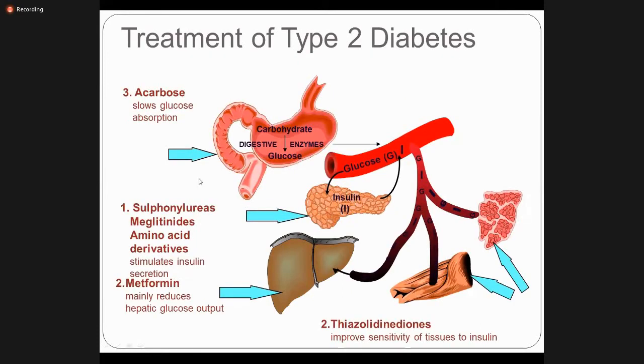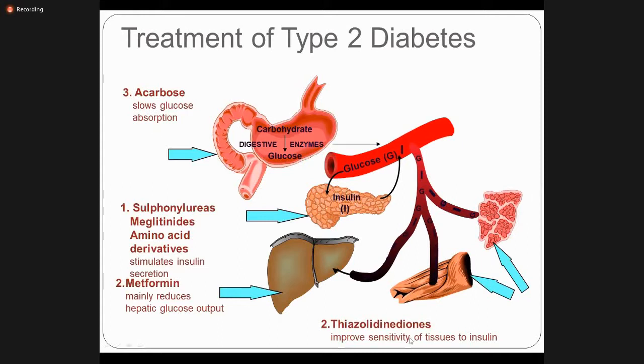And what does it do? It slows glucose absorption, right? Because carbohydrate is ultimately converted into glucose, and then glucose gets absorbed and enters the bloodstream. This conversion of carbohydrate into glucose takes place in the intestine with the help of the alpha-glucosidase enzyme. So acarbose inhibits the alpha-glucosidase enzyme, and we delay the conversion of carbohydrate into glucose. This is how we can reduce the level of glucose in the blood.